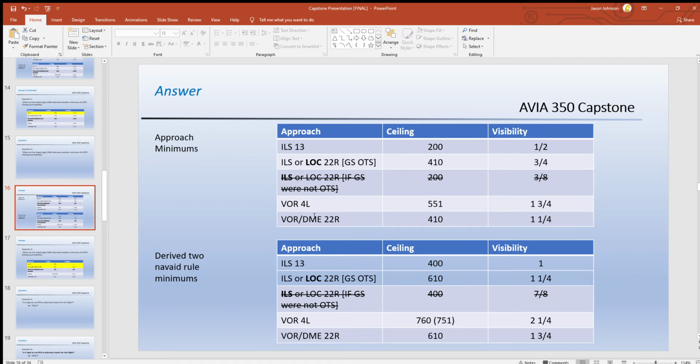And I struck out the ILS here because the glide slope's NOTAM'd OTS, we can't use that. 4 left, same thing, rounded up to 760, 2 1/4. And then VOR DME, 22 right, we get 610 and 1 3/4.